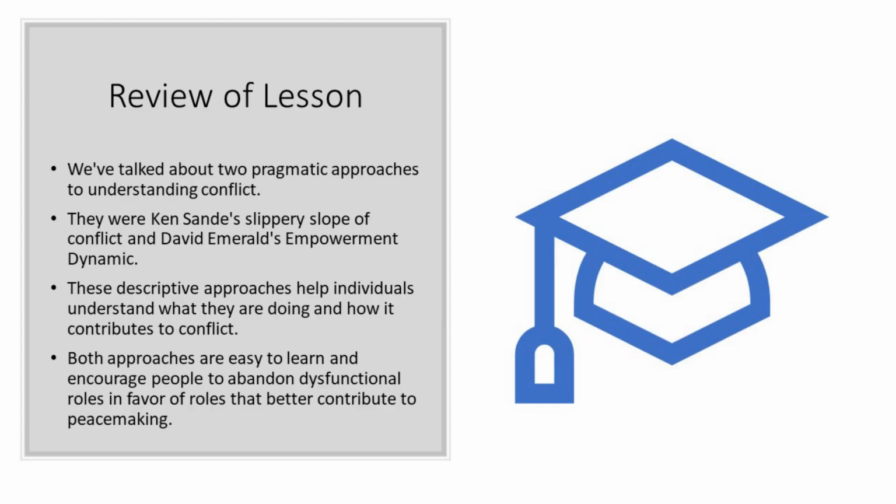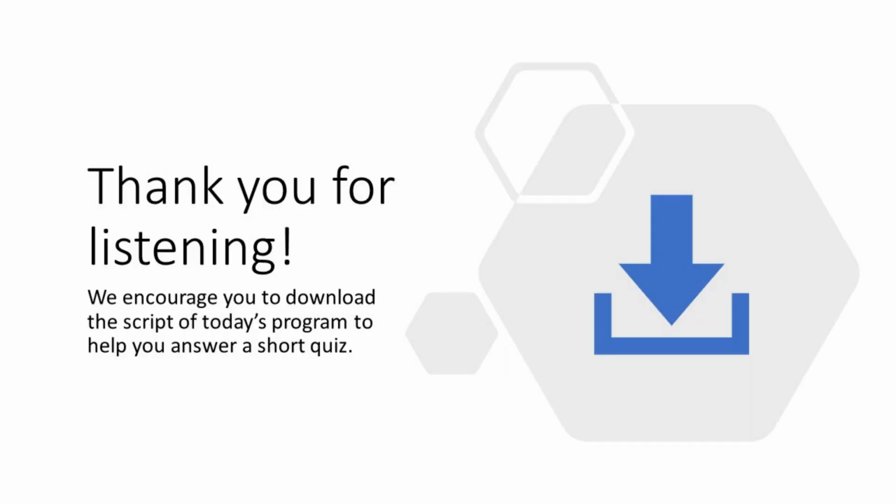Okay, so let's quickly review what we've discussed in today's podcast. We've talked about 2 pragmatic approaches for resolving conflict. They were Ken Sande's slippery slope of conflict and David Emerald's empowerment dynamic. These descriptive approaches help individuals understand what they are doing and how it contributes to conflict. Both approaches are easy to learn and encourage people to abandon dysfunctional roles in favor of roles that better contribute to peacemaking. In our next podcast, we will borrow from the things we have learned thus far in this unit and offer some peacemaking principles.